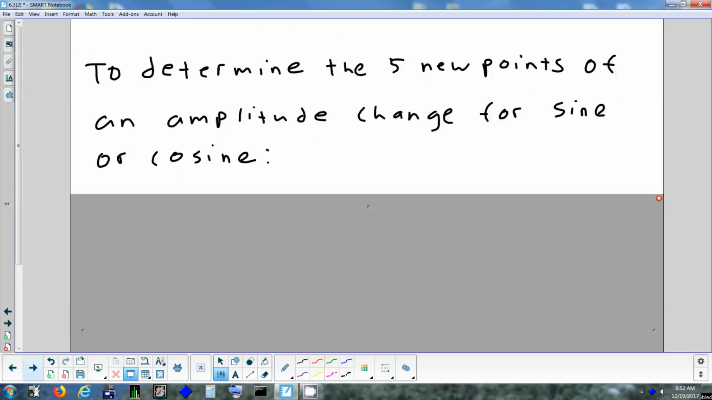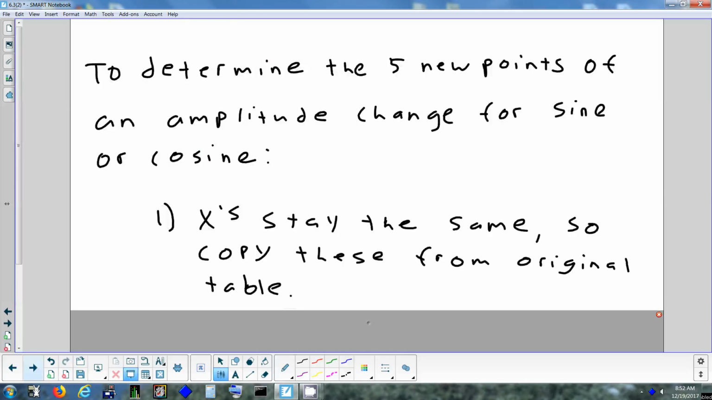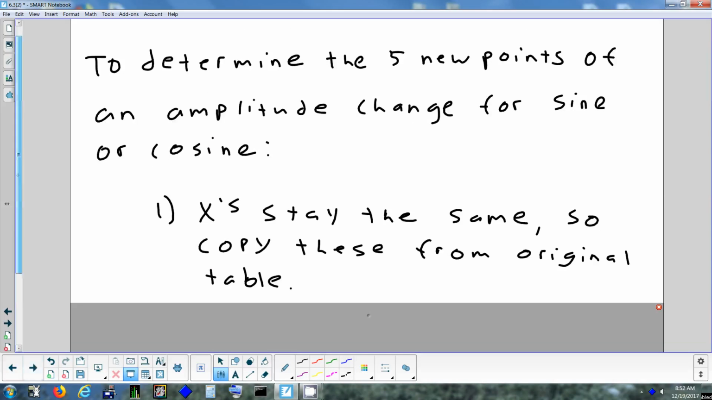Just like phase shift and vertical shift, we have to figure out where the 5 points from the original table are going to go. Since we are stretching and compressing along the y-axis, the x column stays the same. Until we do multiple transformations tomorrow, the x's for a vertical stretch are always going to be 0, pi over 2, pi, 3 pi over 2, 2 pi. So copy those from the original table.